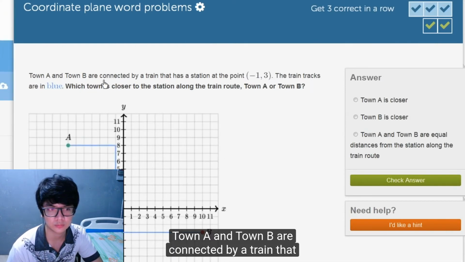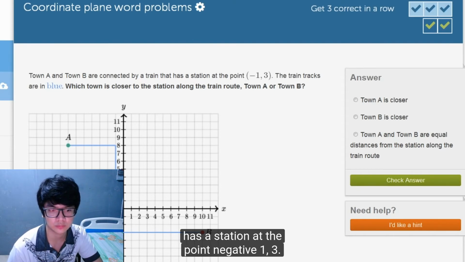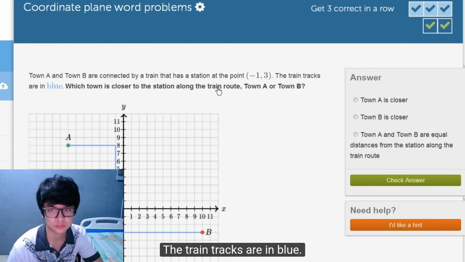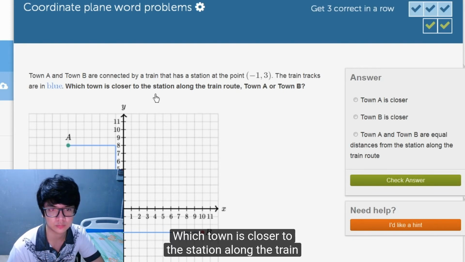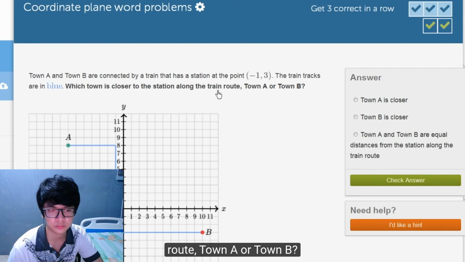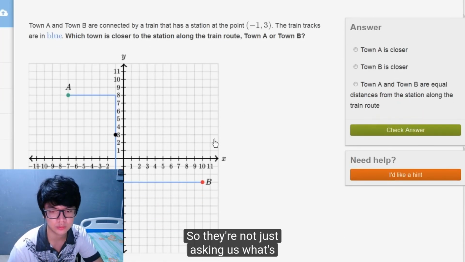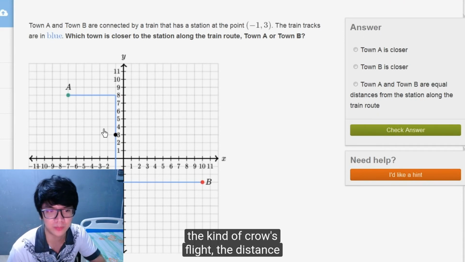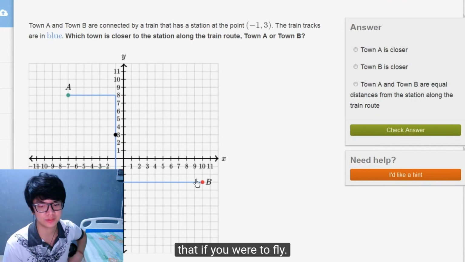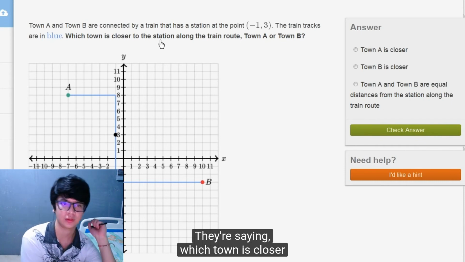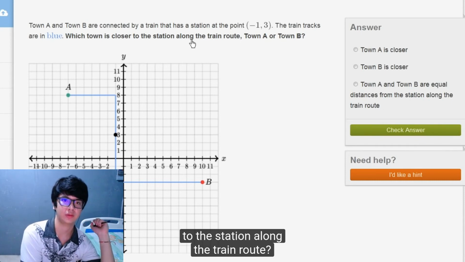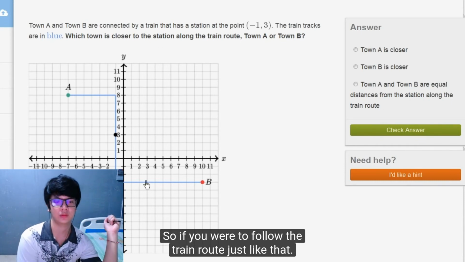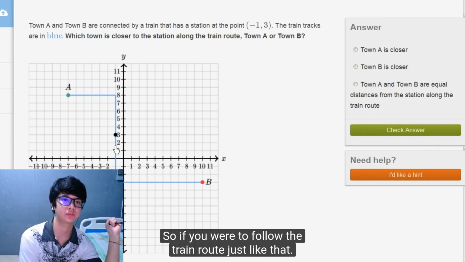Town A and Town B are connected by a train that has a station at the point -1, 3. The train tracks are in blue. Which town is closer to the station along the train route, Town A or Town B? So they're not just asking us the crow's flight distance, if you were to fly. They're asking which town is closer to the station along the train route. So if you were to follow the train route just like that.